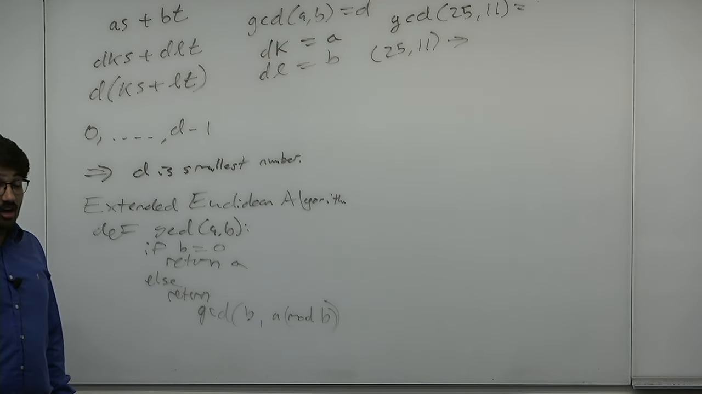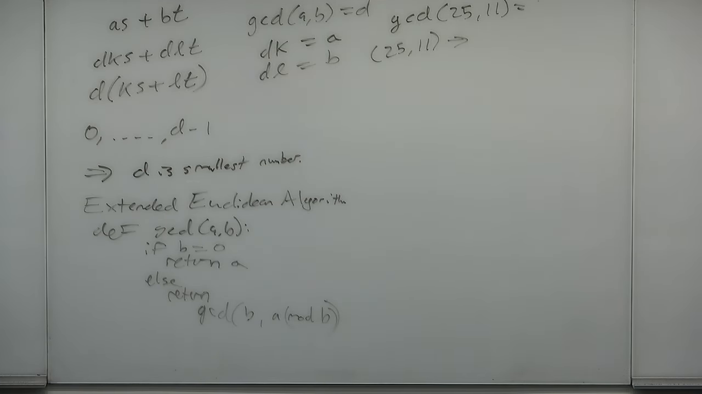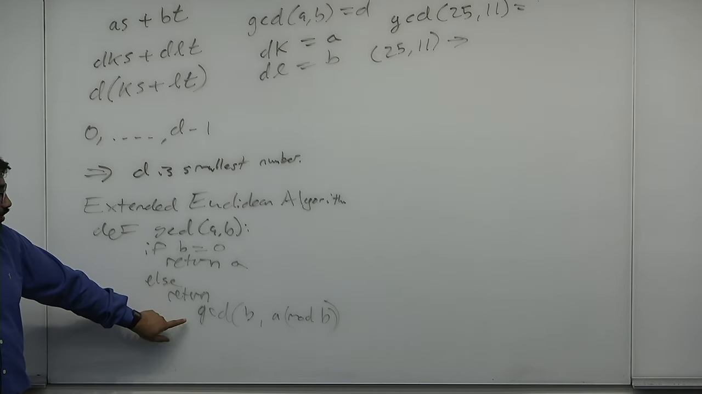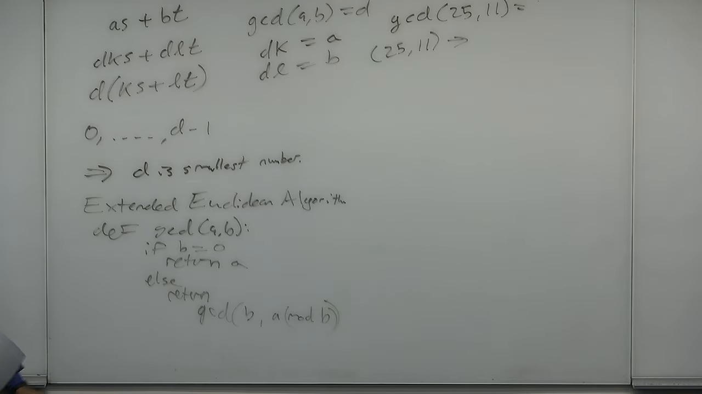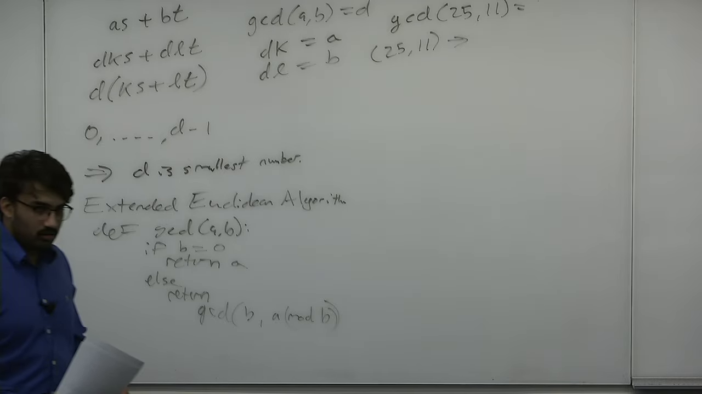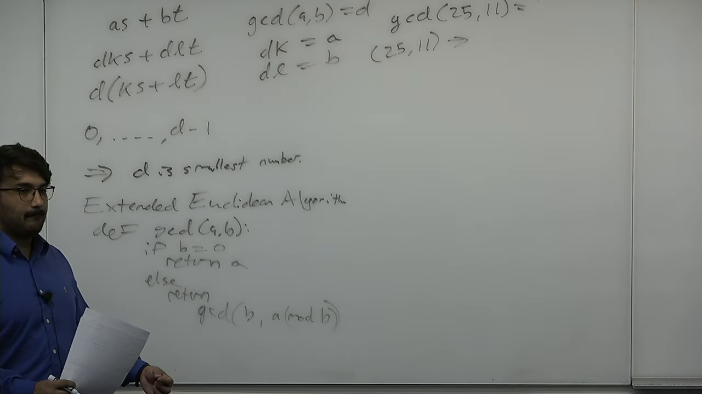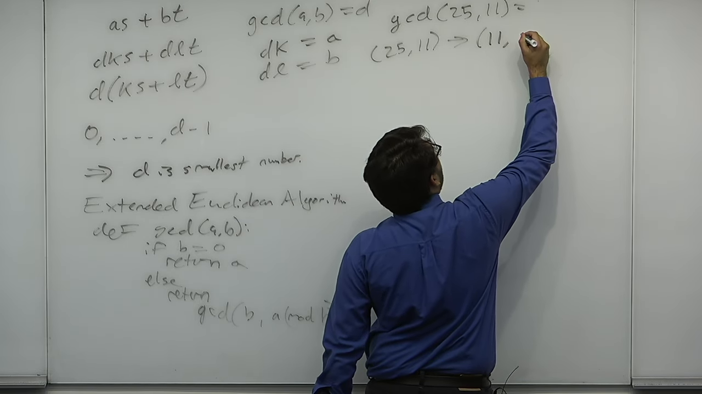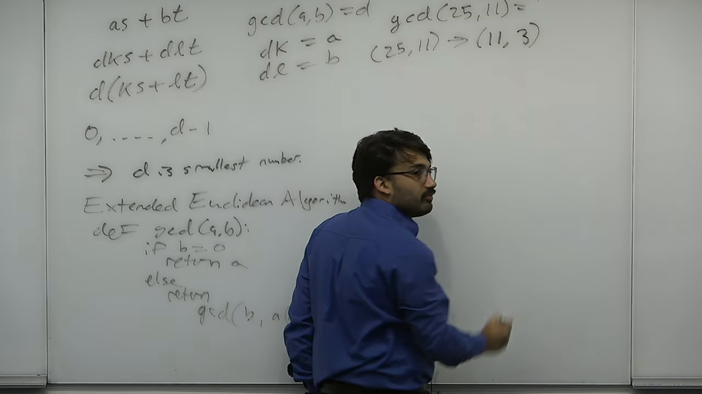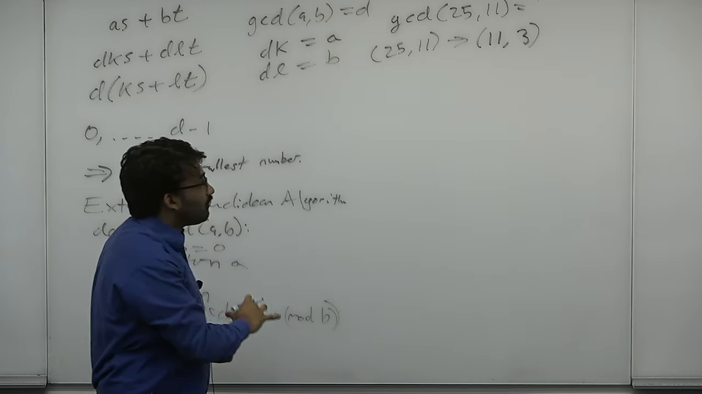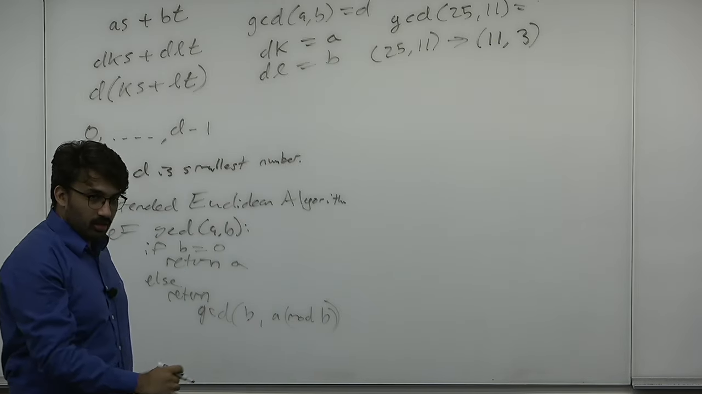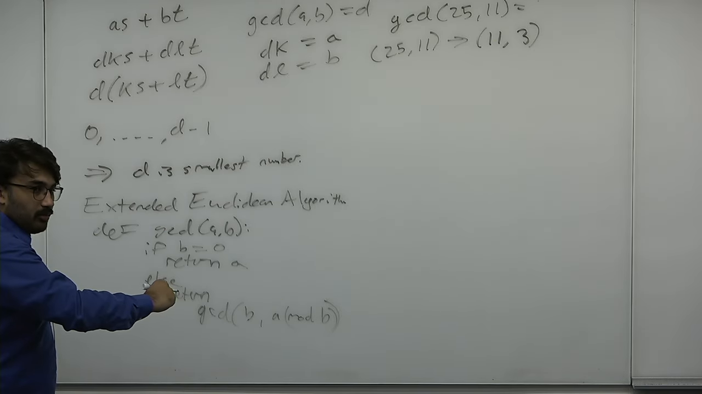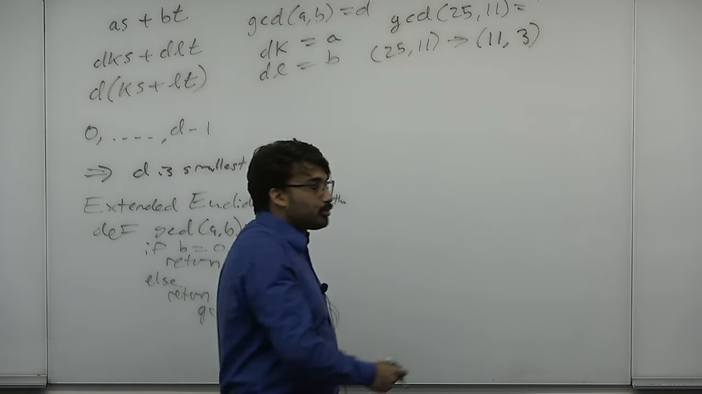What is GCD of 25 and 11? We said it's 1, but let's go through the Euclidean algorithm. What do you do? GCD of 11 and then 25 minus 11, which is what? Yes. So you swap the larger number out. The smaller number now becomes the larger number, and you have a new pair of numbers. You go from 25 and 11 to 11 and 3. You swap the bigger number for a smaller number. The GCD doesn't change. We proved that.